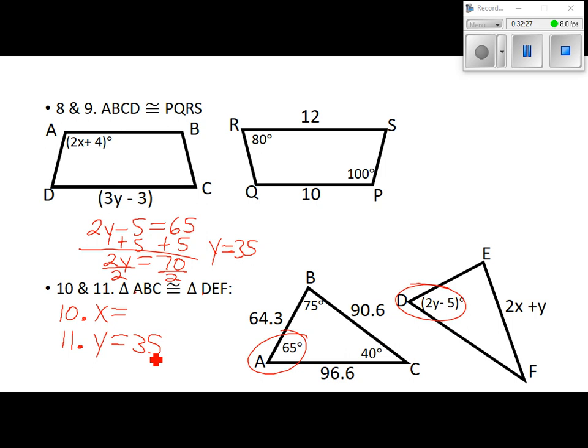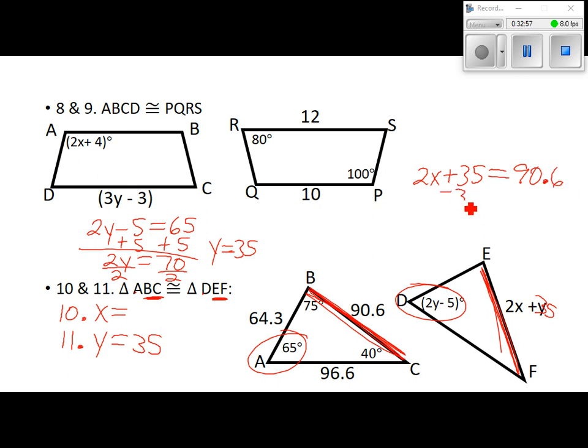I got y equals 35, so I'm going to get rid of this y right here and stick 35 in there. Segment EF in this one, so that I can find x. EF is the last two letters in this one, has to match up to segment BC, the last two letters in that one. BC, that's right here. So 2x plus 35 has to equal this length, which is 90.6.